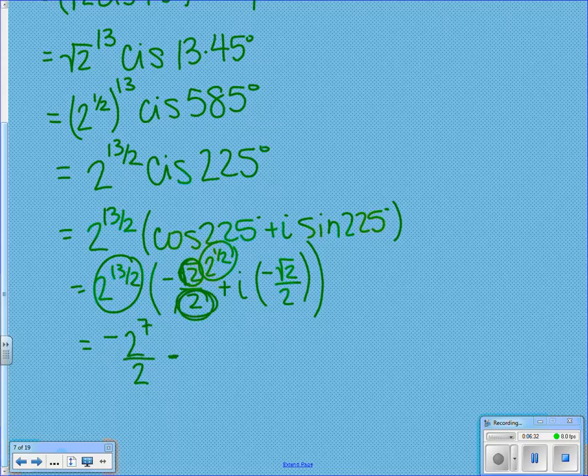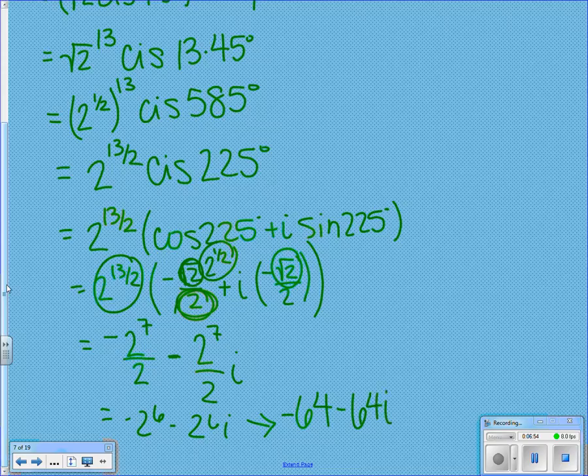And then I have minus, and it's going to be the same thing. 13 over 2, and that's to the 1/2, so 2 to the 7 over 2. So those both go to negative 2 to the 6. Whoops, I left my i off. Negative 2 to the 6 minus 2 to the 6 i, which 2 to the 6 is 64. So negative 64 minus 64i.